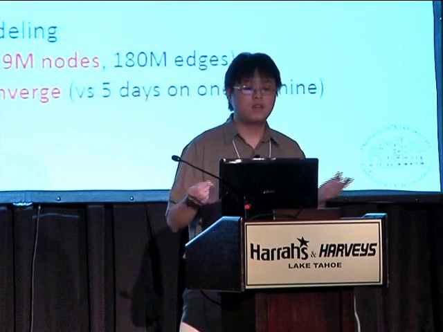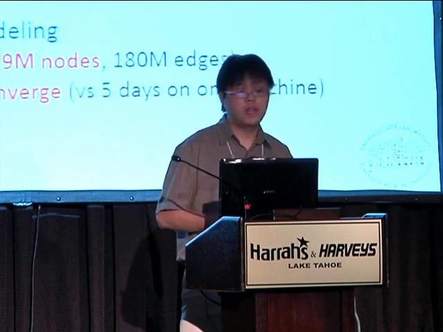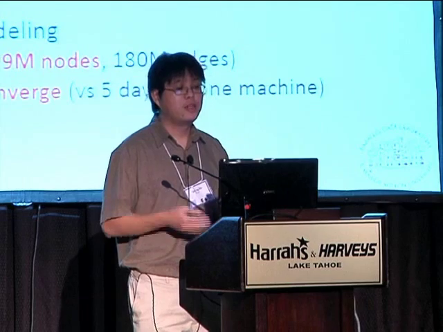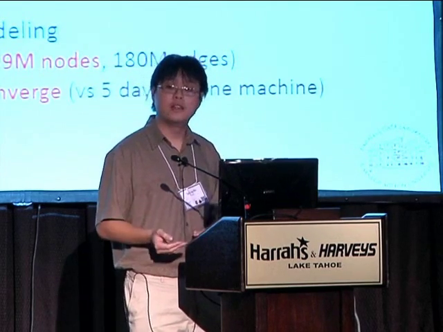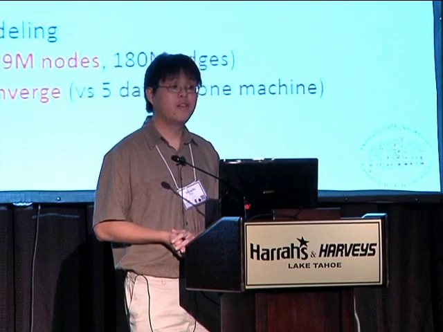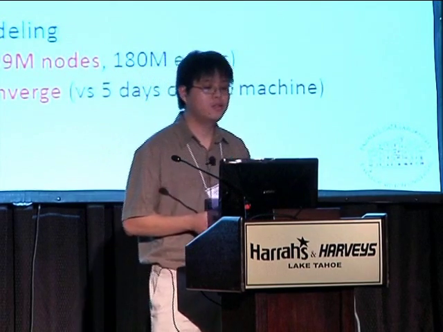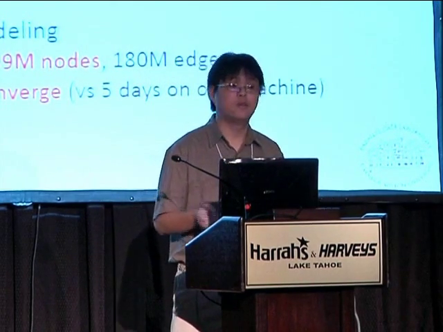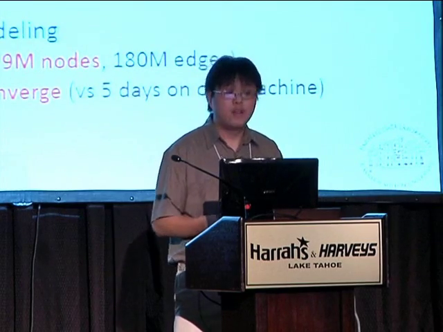We've also been recently using this SSP table system to do network latent space role modeling, large network modeling in the sort of topic model sense. And on a network graph that has about 39 million nodes and 180 million edges, we can do about 50 network roles in about 14 hours versus about 5 days on one machine.